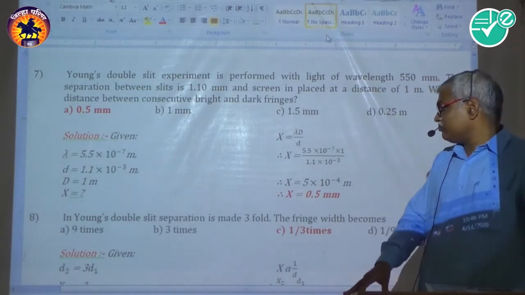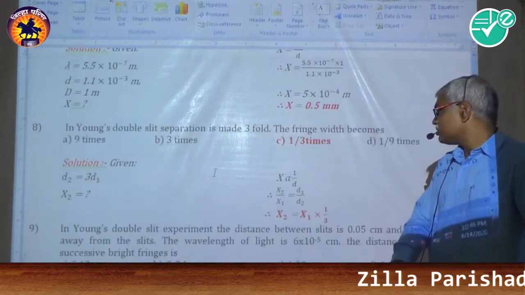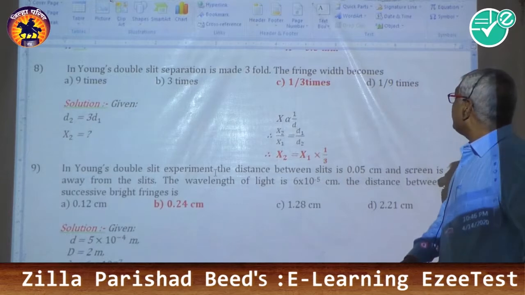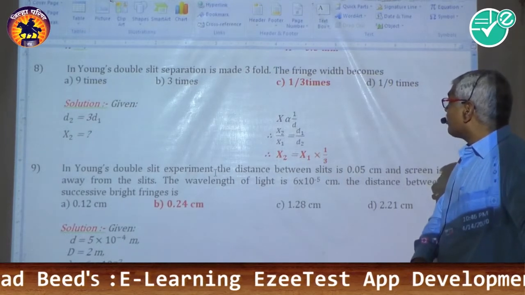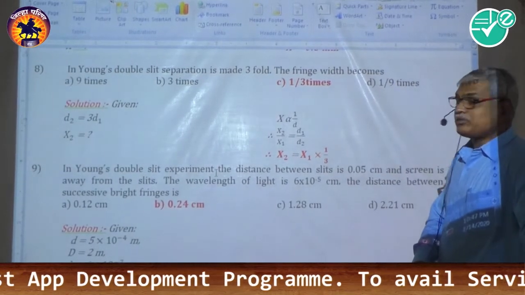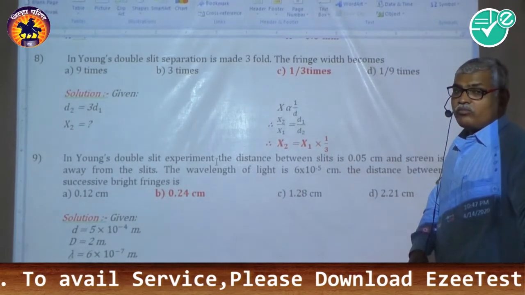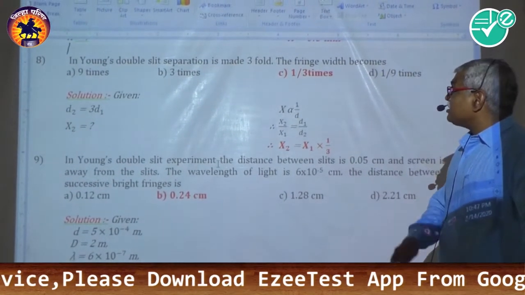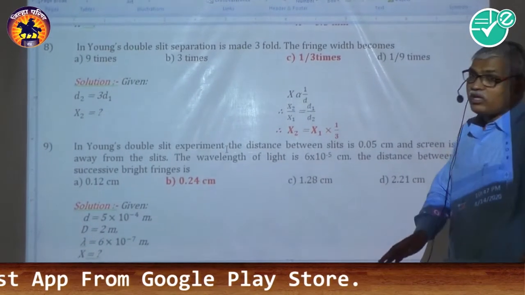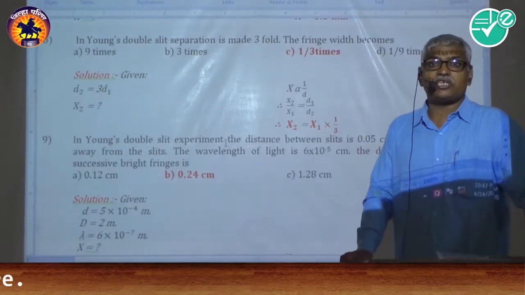Question number 8. In Young's double slit experiment, the slit separation is made threefold. Threefold means 3 times. The fringe width becomes what? If Young's double slit separation is made threefold, then what will be the effect of this on the fringe width? That is, we have to obtain the relation between capital X and small d.